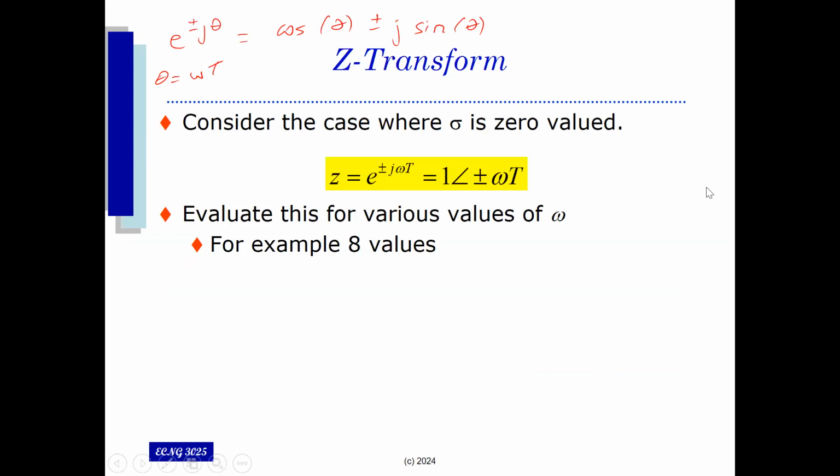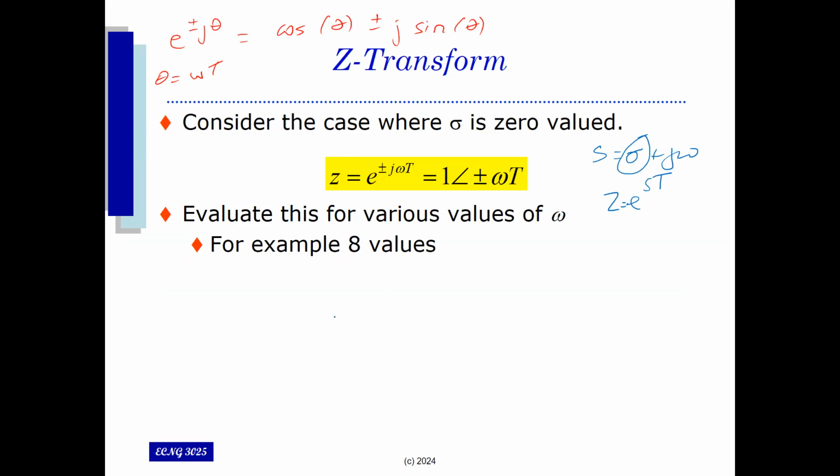So let's look at a little bit of the relationship now between the Z transform and the Laplace transform. Remember, S is sigma plus j omega, right? And Z is e to the S capital T. So let's consider the particular case where sigma is zero valued, right? So S is just simply plus or minus j omega.